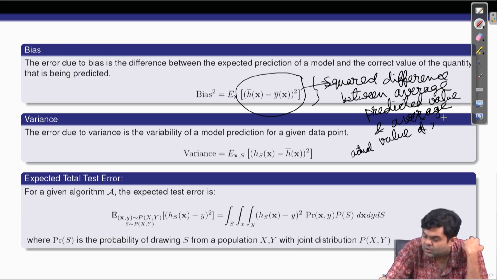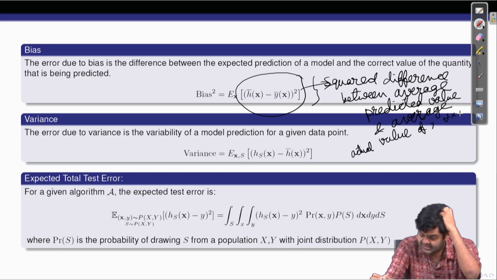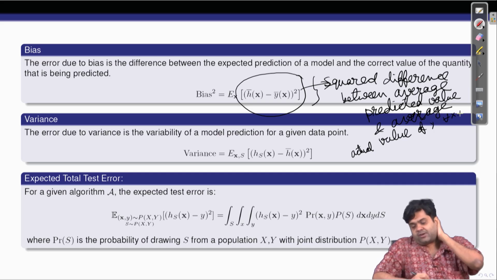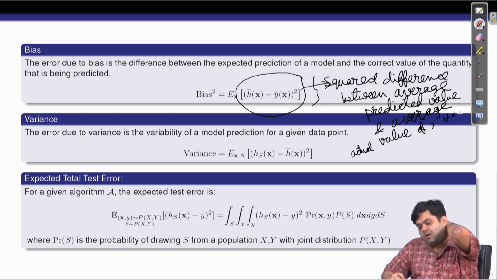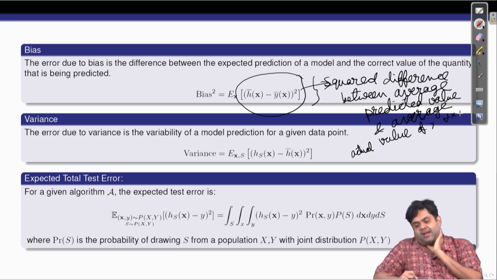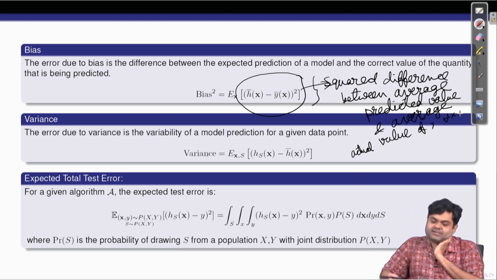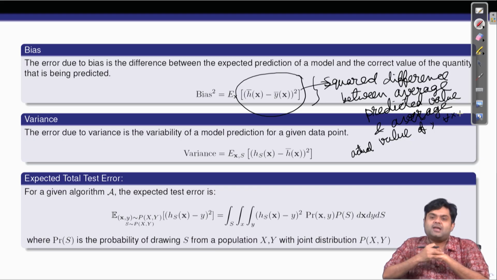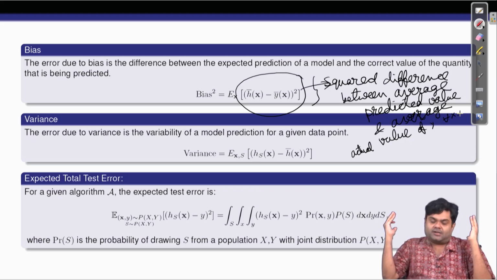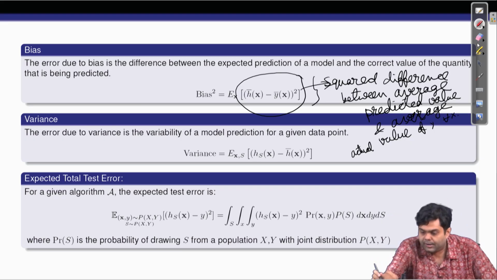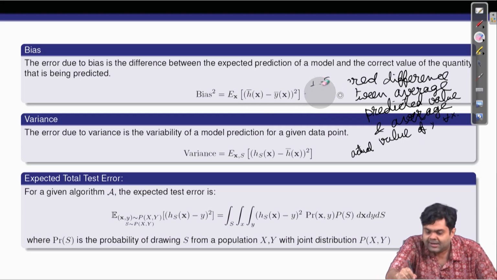For all x, you are getting the average predicted value of y and the average actual value of y, fixing x and taking the squared difference of that, and now you are taking the average of that.